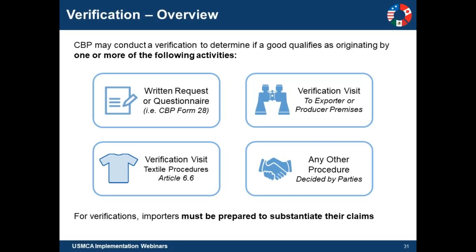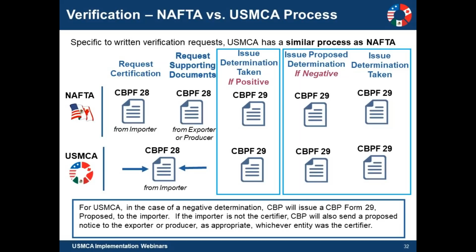For textiles, on-site verification visits to exporters or producers may also be conducted according to the procedures set out in Article 6.6, which is found in USMCA Chapter 6. In USMCA, textiles and apparel goods have their own chapter. That was not the case in NAFTA. And lastly, a verification may be conducted by any other procedure as may be decided by the parties. Okay, let's move on to take a closer look at CBP's written verification process and how it differs from NAFTA.